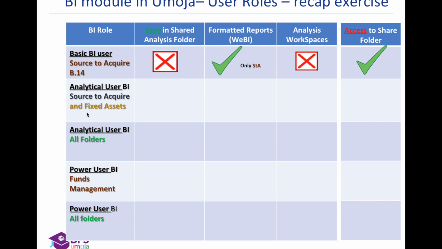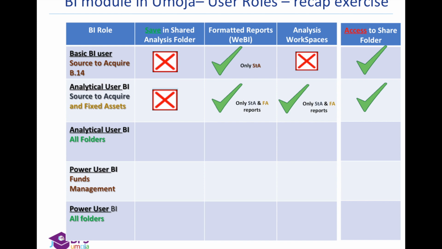And let's see now for the following roles and the following limitations for each role, what occurs. So now I'm an analytical user, source to acquire, and fixed assets, meaning I could access the source to acquire and fixed assets folders as an analytical user. So can I save in the shared analysis folder? I still cannot. I'm only an analytical user. I can view formatted reports, but again, only for source to acquire and fixed assets. This time I can view analysis workspaces, but again limited to only source to acquire and fixed assets. And can I access the shared folder? Well, yes, I can.